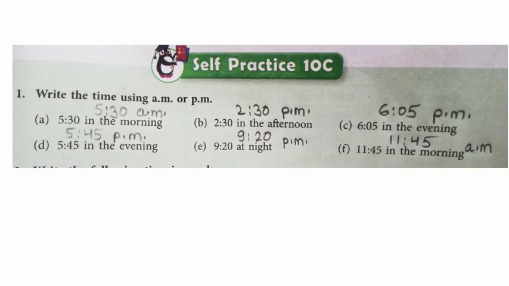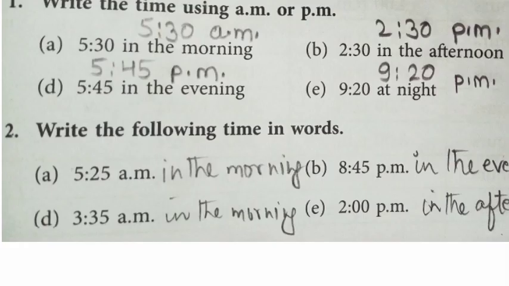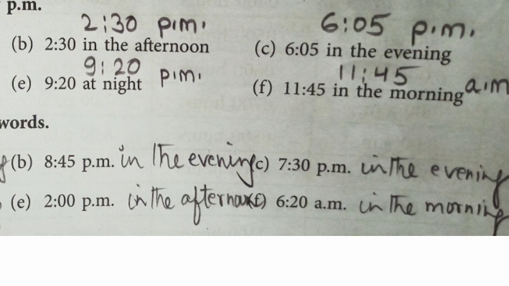Moving to question number 2. Question number 2 is just opposite to question number 1. In question number 1, you were given in the morning, in the afternoon, at night. So you have to use similar phrases for question number 2. A part says 5:25 AM, so you will write 5:25 in the morning, because AM shows the morning timings. Similarly, B part 8:45 PM, so it is about evening, so you will write there in the evening.